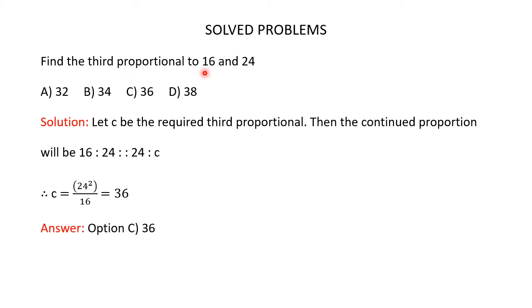Find the third proportional to 16 and 24. Here you are given 4 options and you have to find out which of these options is the correct one. Now you have to find the third proportional here. So let C be the required third proportional. Then the continued proportion will be 16 is to 24 as 24 is to C. We know that the product of the extremes is equal to the product of the middle terms.